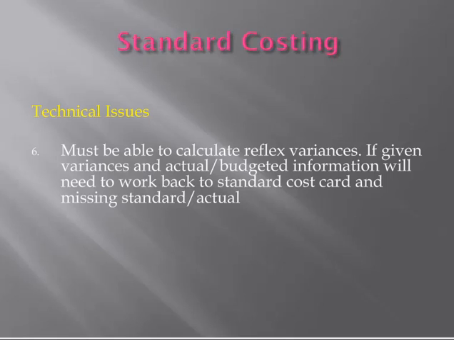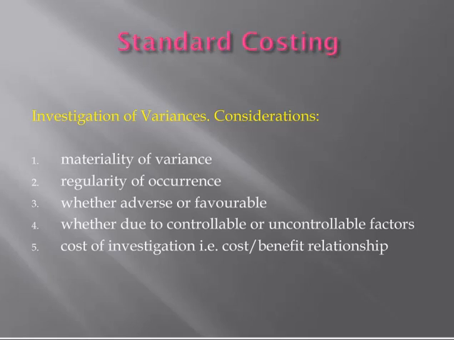Another point is that students should be able to calculate reflex variances. This is essentially where you are given perhaps the variances themselves and you have to use that information to work back to what may be the original standard cost card, or perhaps to the actual costs and revenues incurred. It's a much more complex question. It comes up occasionally in examination questions, and students need to have practiced this area, otherwise it can be rather difficult. If a student is confident in their use of grids and formulae, it should go a long way towards them being able to calculate such reflex variances.